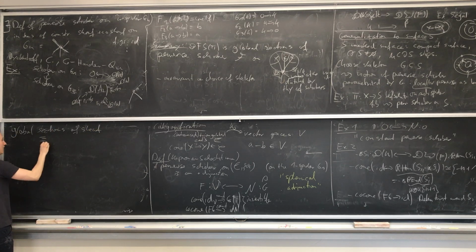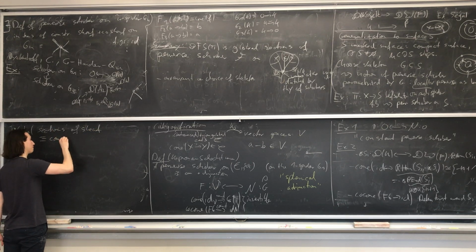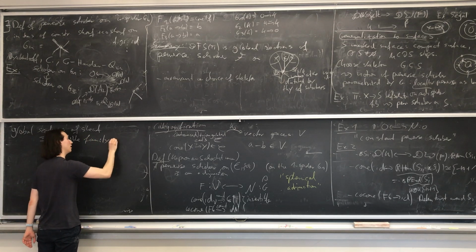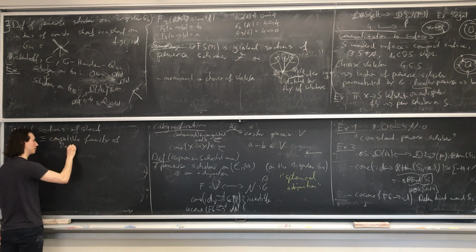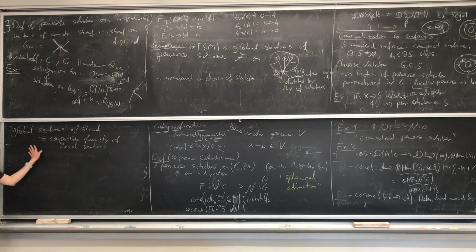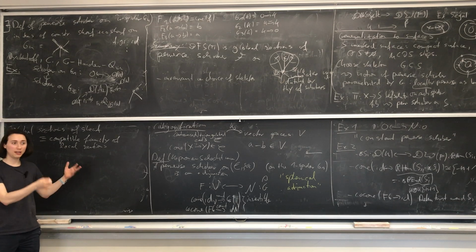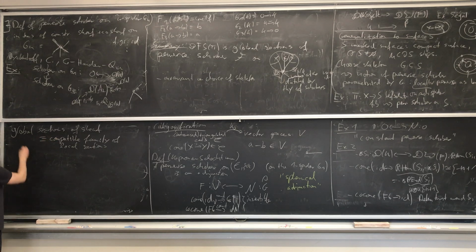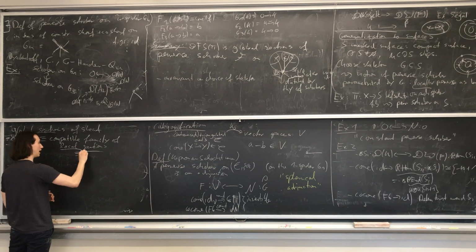This is the same thing as a compatible family of local sections. And this is not true for cosheaves. Describing a global object in a cosheaf is complicated. Describing a global object in a sheaf is just gluing together local objects. So a global section, an element in the triangulated category, is a compatible family of local sections, which are local elements.